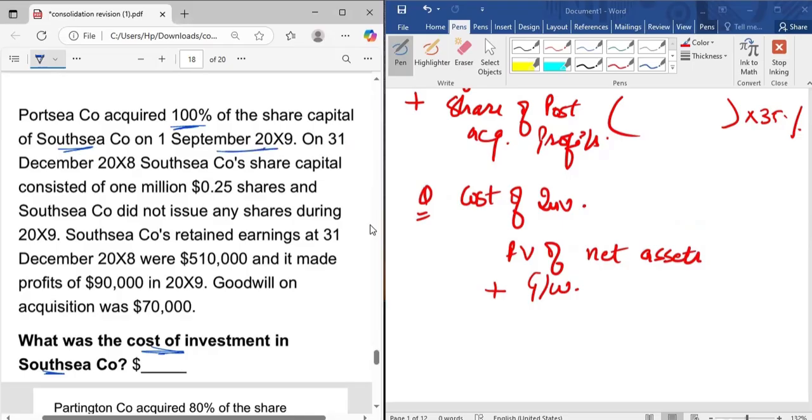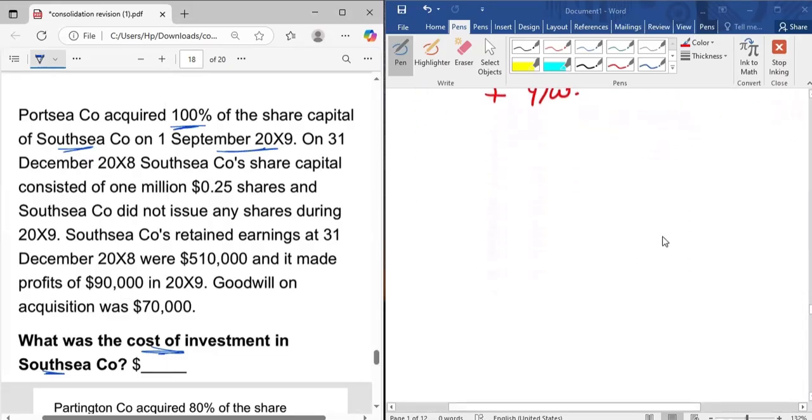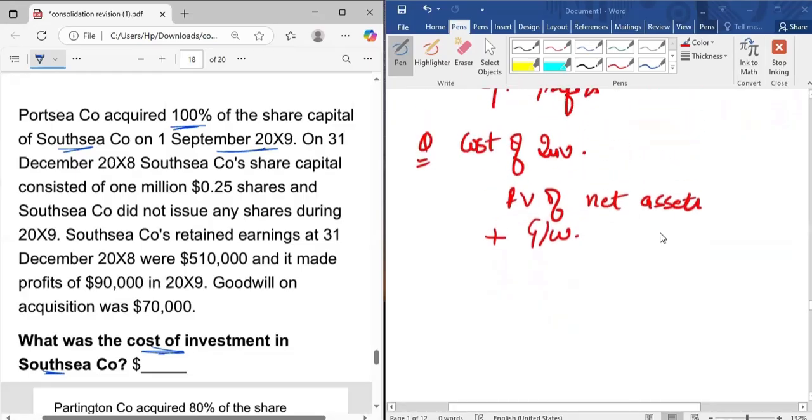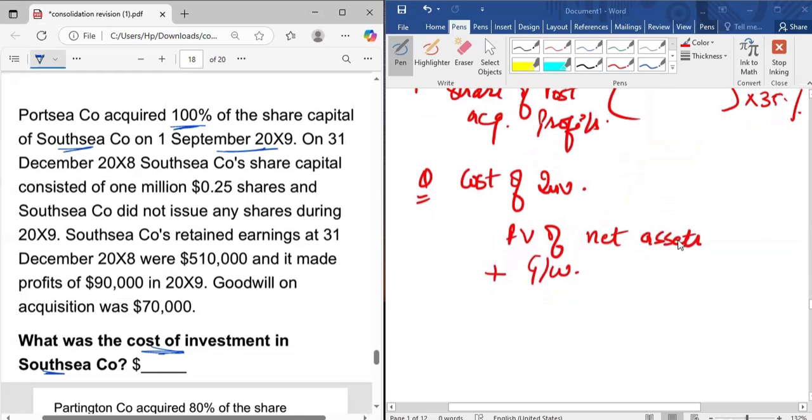On 31 December 20x8, South Sea Company's share capital consisted of 1,000,025 shares and South Sea Company did not issue any shares during 20x9. South Sea Company's retained earnings at 31 December 20x8 were 5,10,000 and it made profits of $90,000 in 20x9. Goodwill on acquisition was $70,000. So much of information, it's okay. Let's start by putting in our formula. Goodwill figure is directly given, 70,000. So I can write 70,000.